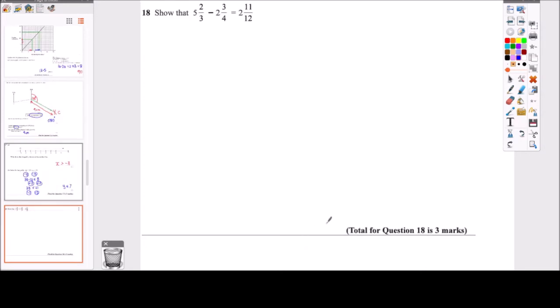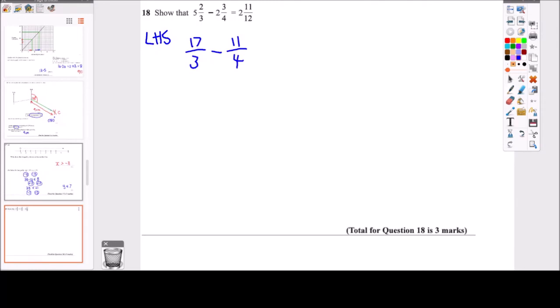Question 18. Now you've got to be very careful with these show that questions, that you write all your workings down really carefully. So I'm going to start with my left-hand side and manipulate that until I get to 2 11/12. So first things first, I'm going to make these top-heavy fractions, improper fractions. So 5 2/3 is 5 3s are 15, 16, 17 over 3. And I'm taking away 2 4s are 8, 9 times 11, 11 over 4. So make sure you know how to convert mixed numbers into top-heavy fractions.